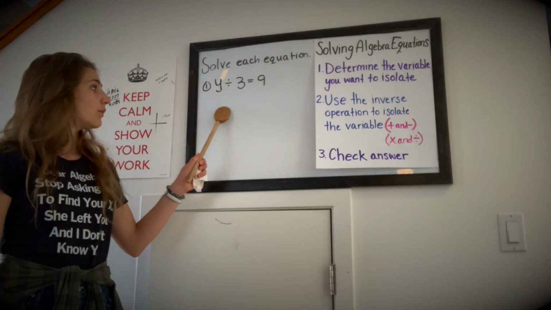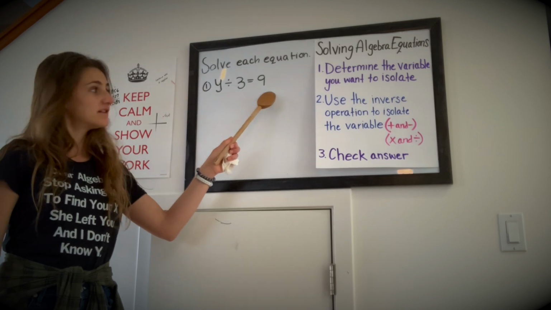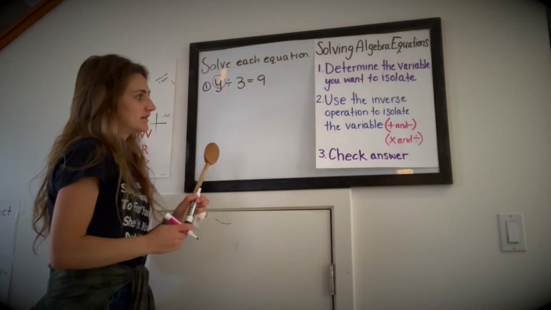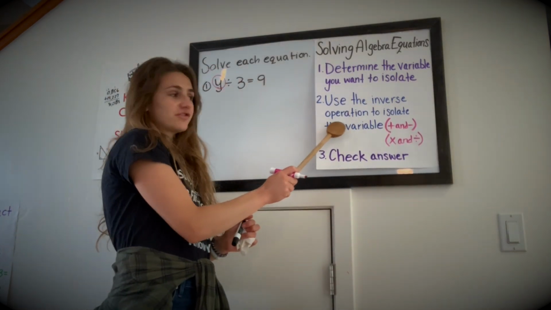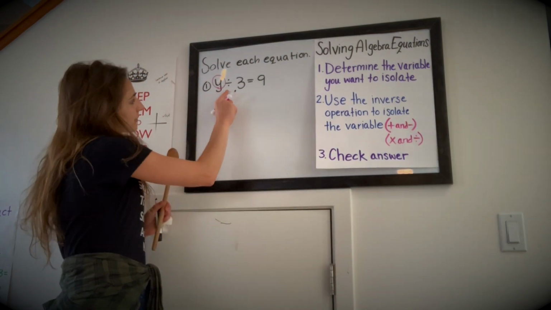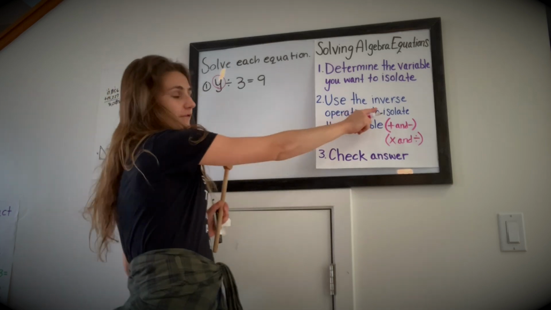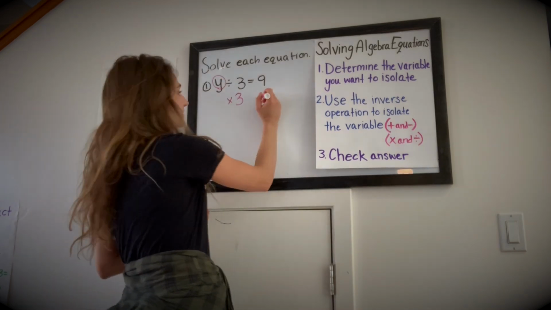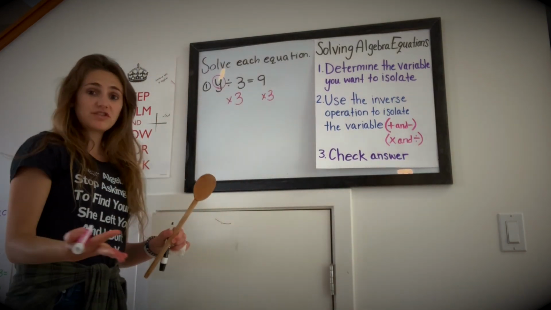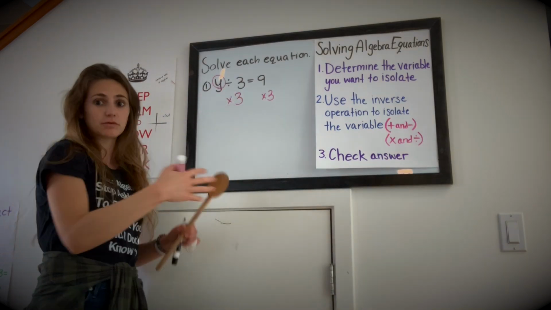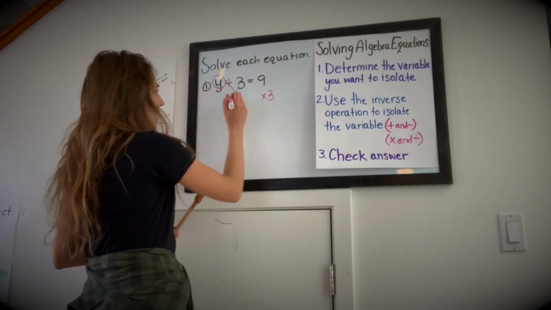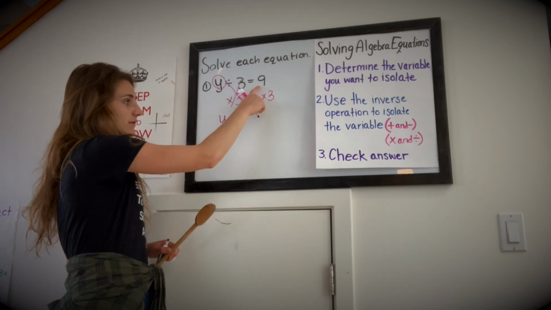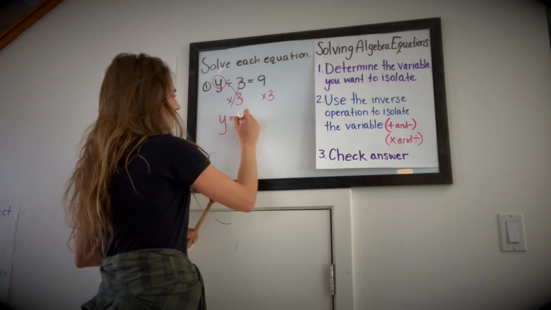Here's problem number 1. Y divided by 3 equals 9. Step 1 tells us to determine the variable we want to isolate. In this case, it's y. Step 2 tells us to use the inverse operation to isolate our variable. Well, our operation is division, so the inverse of that will be multiplication. Instead of dividing by 3, we'll multiply by 3, and we'll do that to both sides. We know that dividing by 3 and multiplying by 3 are opposite operations, so they cancel one another out and we are left with just y on the left side. On the right side, we need to find the product of 9 and 3, which is 27.